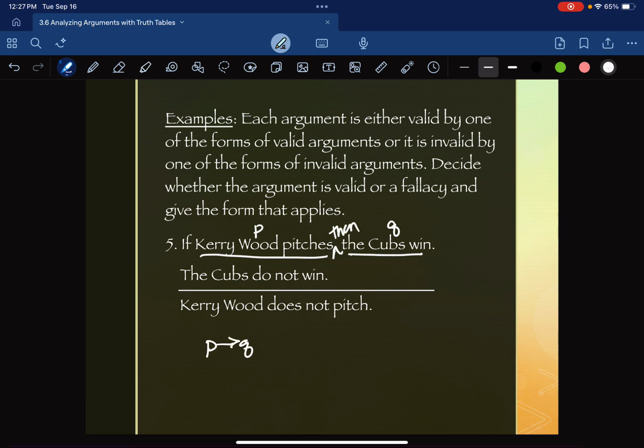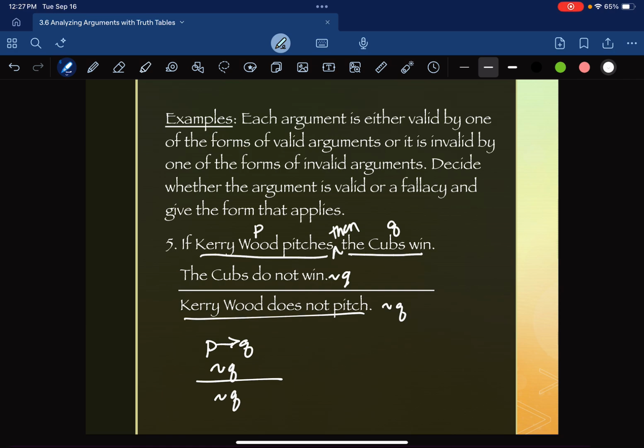It says the Cubs do not win. Well, the Cubs win was Q, so the Cubs do not win would be tilde Q. We do our line. And then this says Kerry Woods does not pitch. Well, Kerry Woods pitches was P, so Kerry Woods does not pitch would be tilde P.